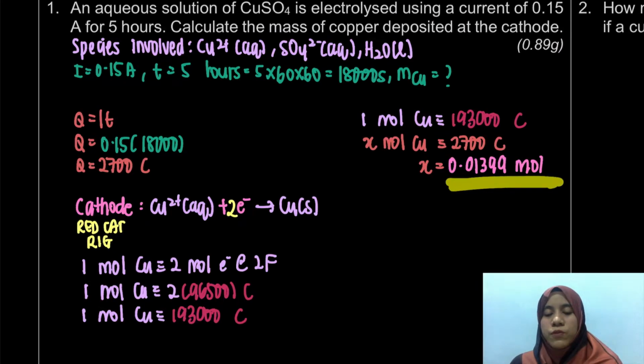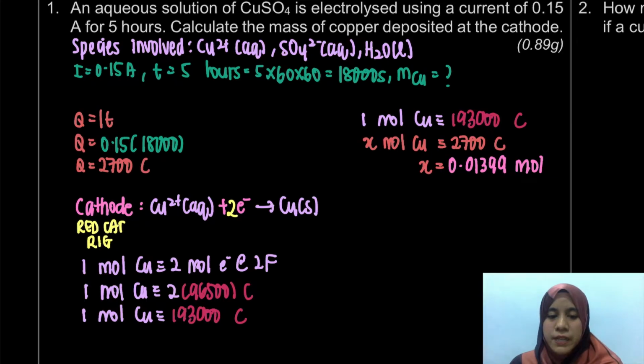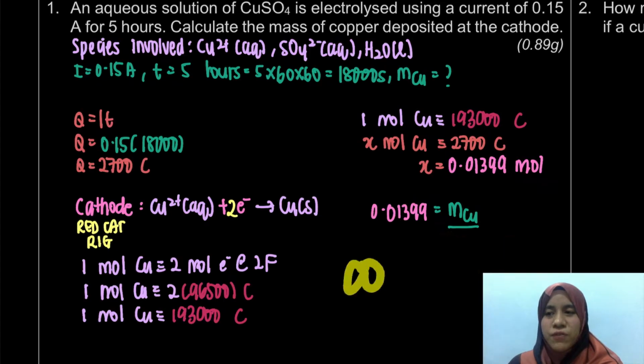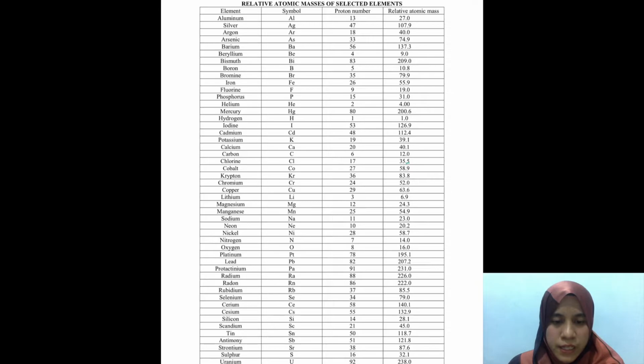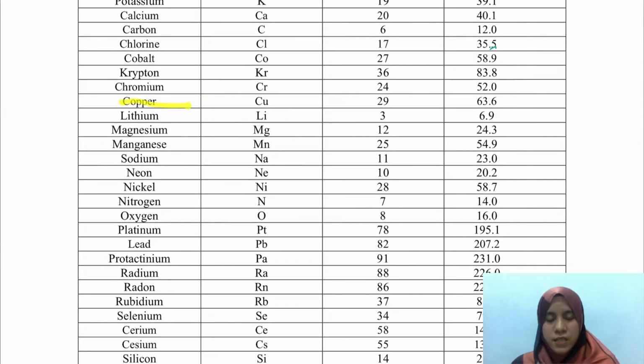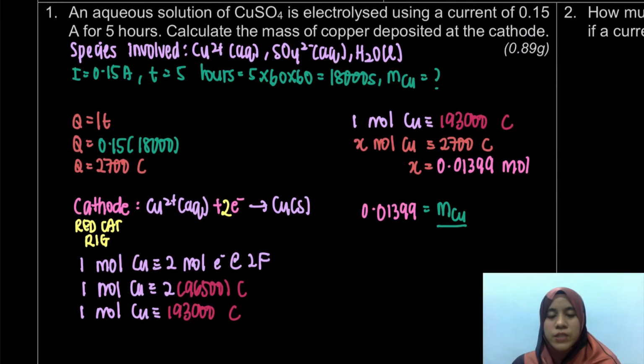We have to find the mass: n equals mass divided by molar mass. I'm just going to substitute the value. Mass is the question itself. Molar mass, even though it's not given in the question, you can find it from your list of constants. Copper here is 63.6 grams per mole. So I substitute 63.6, and I get my mass of copper to be 0.89 gram.